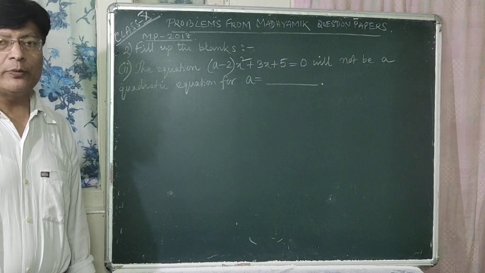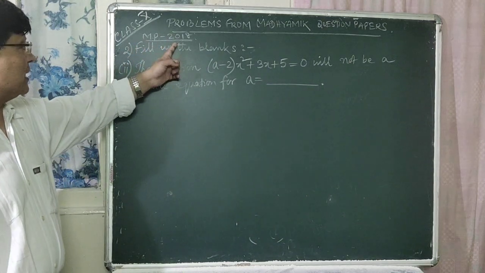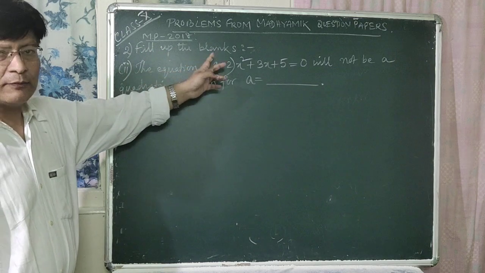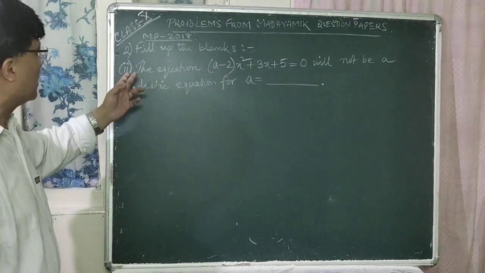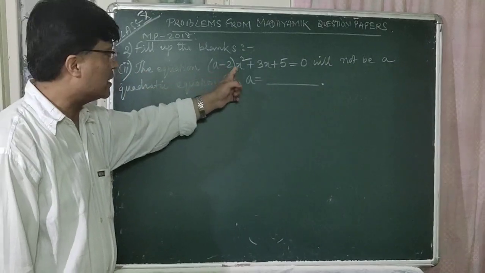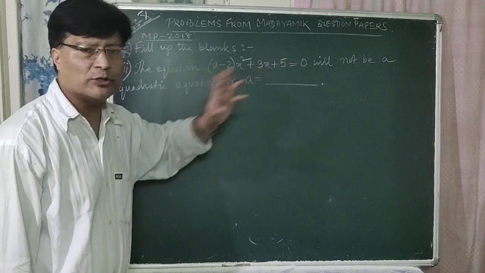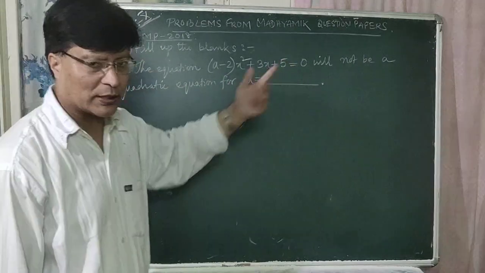So now we will do the next question. This is also from Madhyamik 2018. Number 2, fill up the blanks. So question number 2. What is question number 2 here? The equation a minus 2 within bracket then x square plus 3x plus 5 is equal to 0 will not be a quadratic equation for a is equal to what?